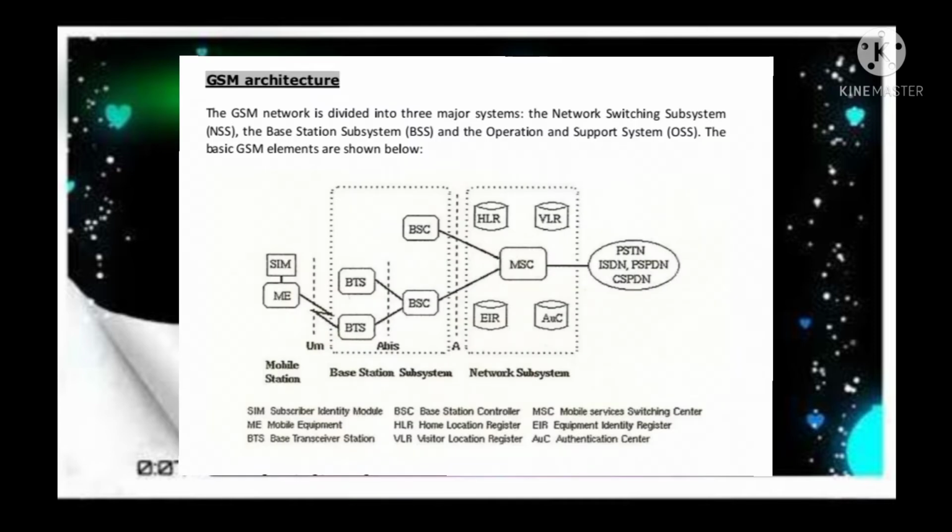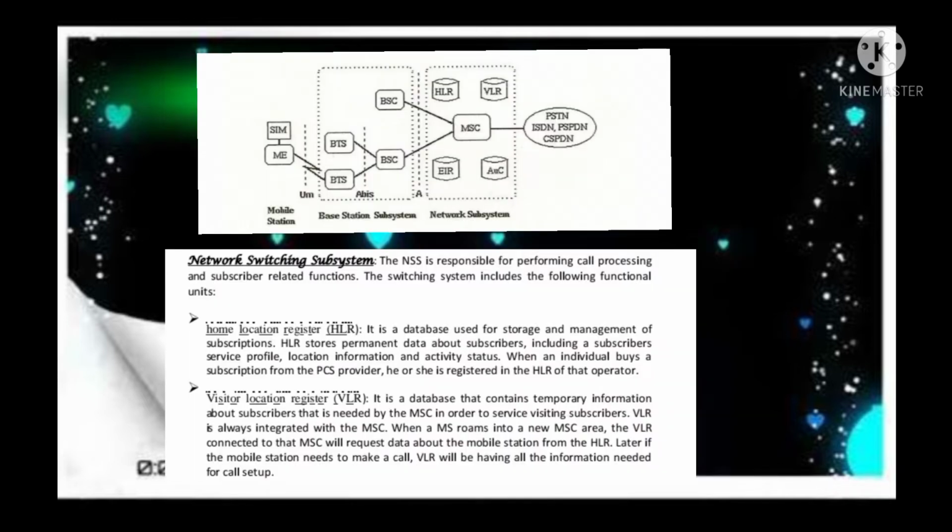The GSM network is divided into three major systems: the network switching subsystem, the base station subsystem, and the operation and support system. The basic GSM elements are shown below. Network switching subsystem is responsible for performing call processing and subscriber-related functions. The switching system includes the following functional units: Home Location Register. It is a database used for storage and management of subscriptions. HLR stores permanent data about subscribers, including a subscriber's service profile, location information, and activity status.